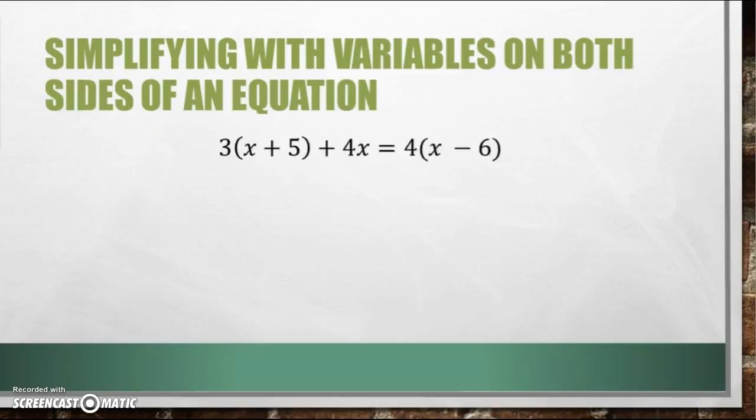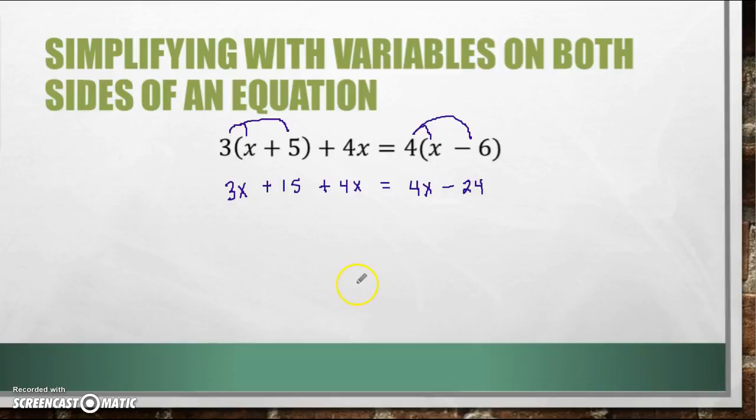Another example, a little bit more complex, you can also combine like terms using your distributive property. So before you add or subtract anything, rewrite your problem after using the distributive property. So 3 times x and then 3 times 5. 3 times x is 3x plus 3 times 5 is 15. And then I have the plus 4x equal to 4 times x, so 4x, and then 4 times a minus 6, or think of it as 4 times a negative 6 is a negative 24.